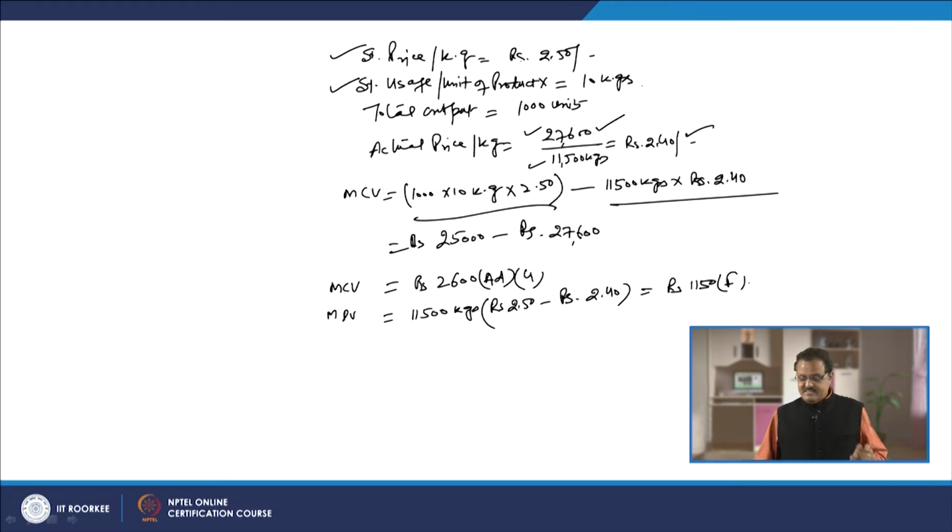So, the price variance is favorable, but the cost variance is negative. So, what is the reason here? Why has it become negative? Let us search for the reason by calculating the material usage variance.